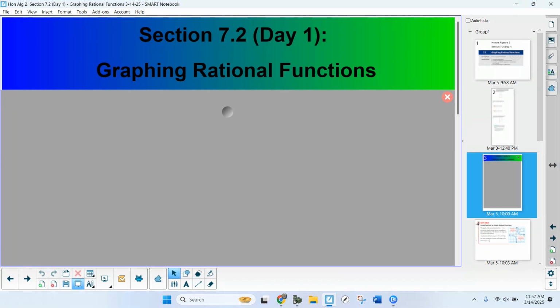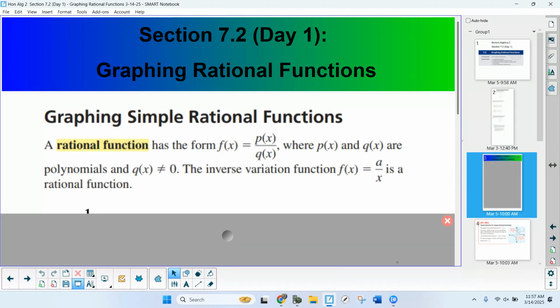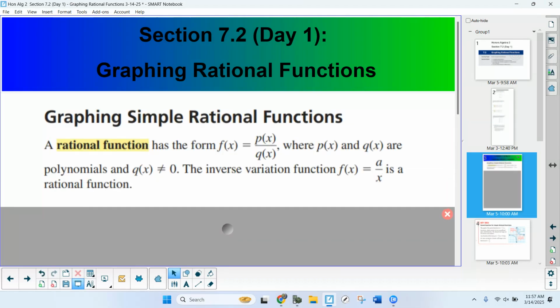So a rational function is any function that can be written in the form p of x over q of x, where p of x and q of x are polynomials. But we really have to be careful in this chapter because we know whenever we have fractions that the denominator is not allowed to be what? 0. Okay? 0. So when we had the inverse variation, y equals a over x, that was a rational function.